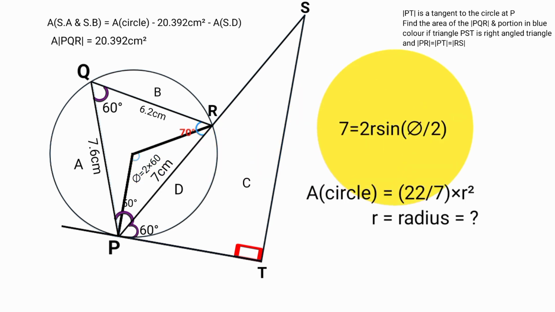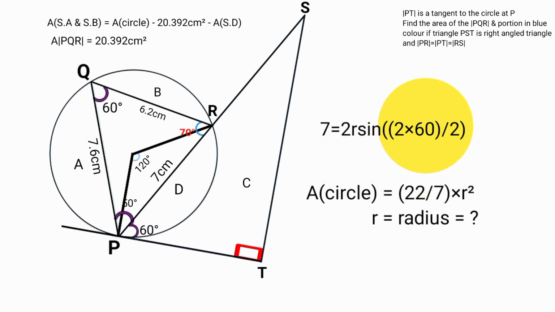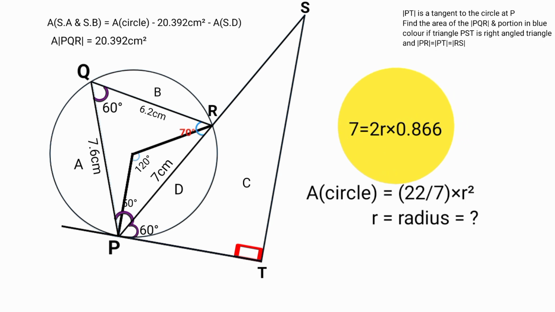Substitute here now. 7 equals 2r sine open bracket 2 times 60 degrees over 2. Here, 2 cancels 2. Now 7 equals 2r sine 60 degrees. Sine 60 degrees is 0.866. So 7 equals 2r times 0.866. 2r times 0.866 is 1.732r. So 7 equals 1.732r.